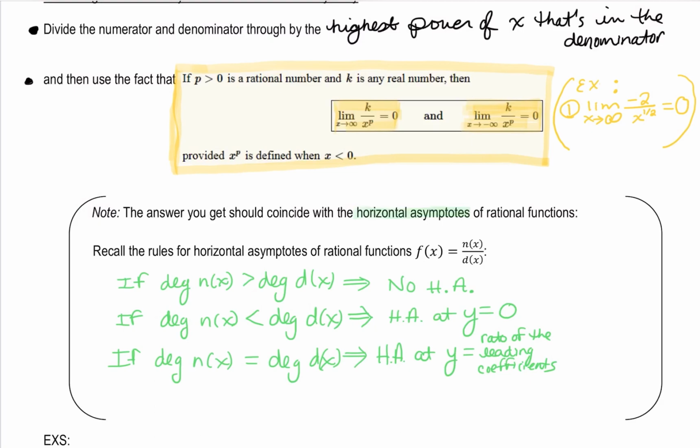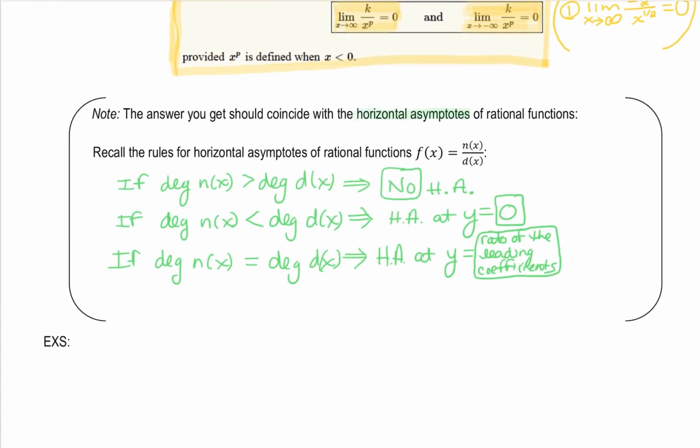So if we do our above work correctly, then if it's a rational function, the answer we get should coincide with these rules here. If the degree of the numerator is greater than the degree of the denominator, there will be no limiting value, meaning our answer will end up either infinity or negative infinity. If the degree of the numerator is less than the degree of the denominator, then our limit should be 0. And if the degrees are equal, we should end up back at the ratio of the lead coefficients. So that is very useful.